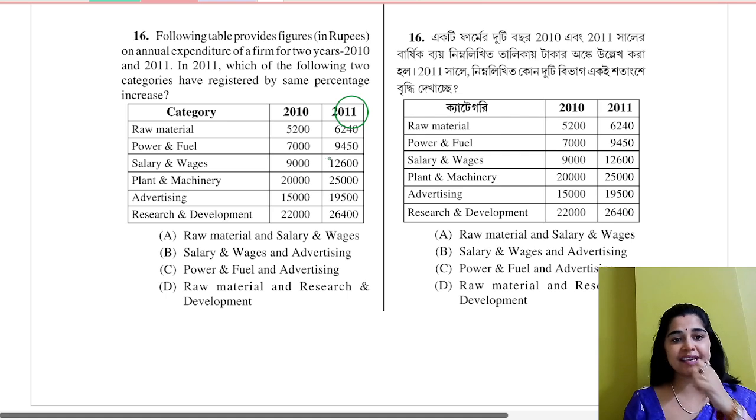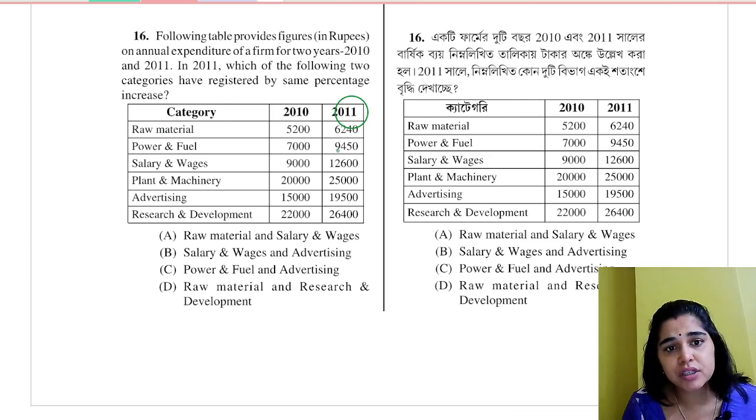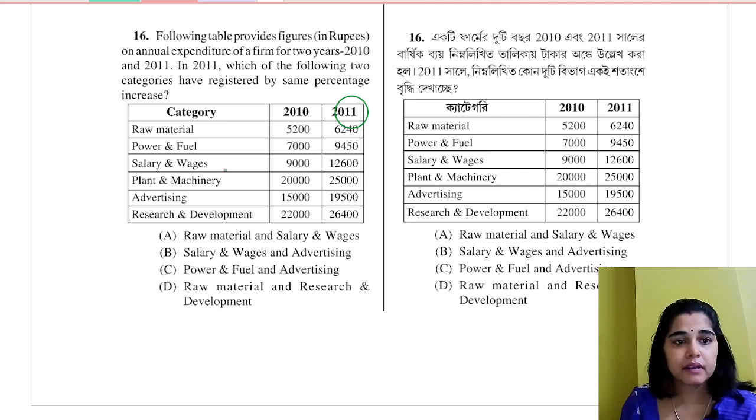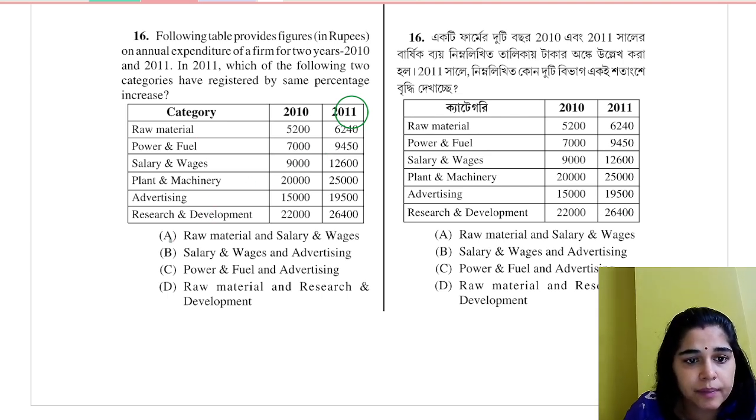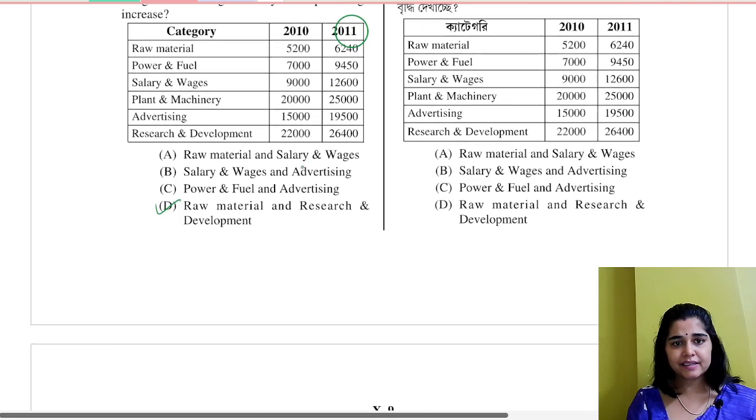In 2011, they are asking for the same percentage increase from the year 2010 to 11. In which category is the same percentage increase seen? Raw material, salary and wages, advertisement, power and fuel. So the answer for this question is option D. Answer D. Why D? Let's see.